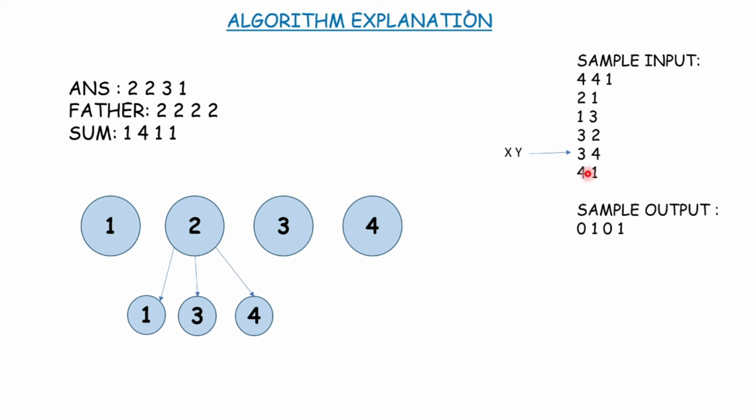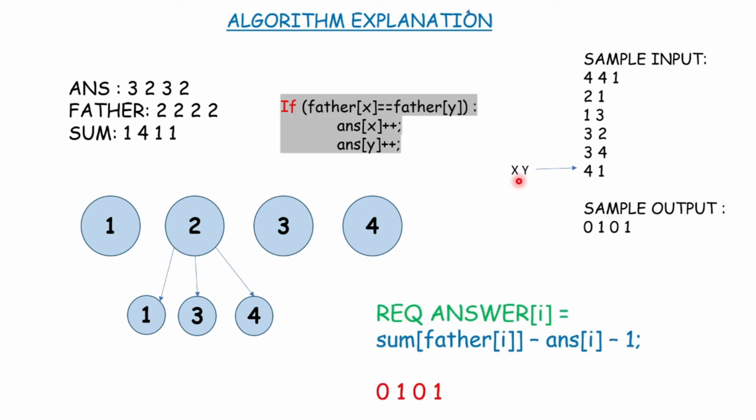The next part is pretty easy, which is the T blocked cases. For the T blocked cases, we just have to check whether the two nodes are part of the same set or not. If they are, we'll increment the value of answer. If they are not, we won't do anything. So the simple condition we'll check while taking the input for the T blocked cases is whether the father of x is equal to the father of y. If it is, we'll increment the answer values. Now the major part of our problem is done.